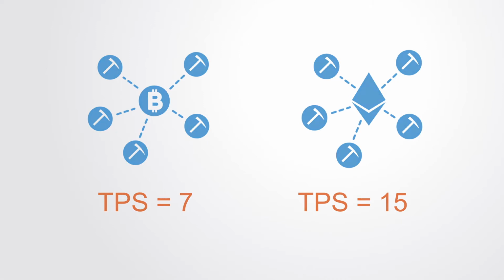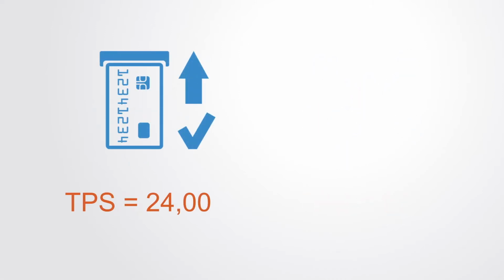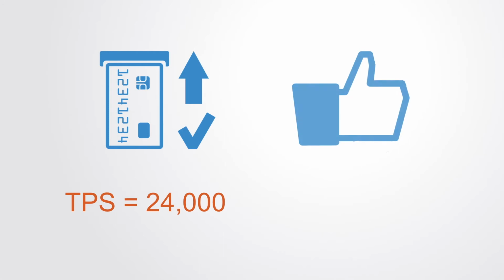By comparison, a credit card network is capable of handling more than 20,000 transactions per second. Equally, Facebook may have about 900,000 users on the site in any given minute, meaning that it's handling about 170,000 requests per second.